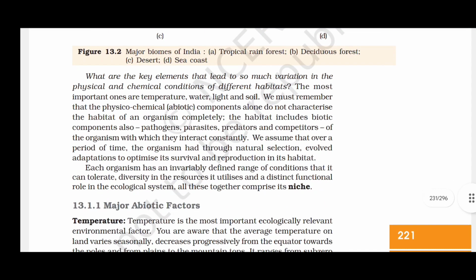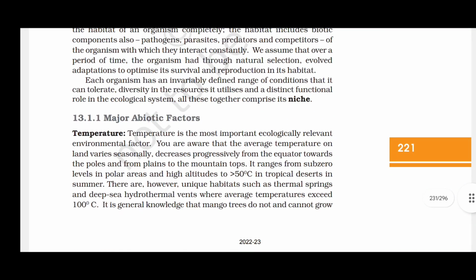Each organism has an invariably defined range of conditions that it can tolerate, diversity in the resources it utilizes, and a distinct functional role in the ecological system. All these together comprise its niche.